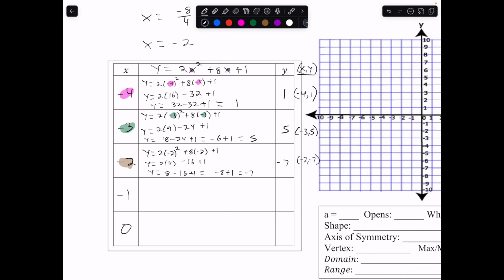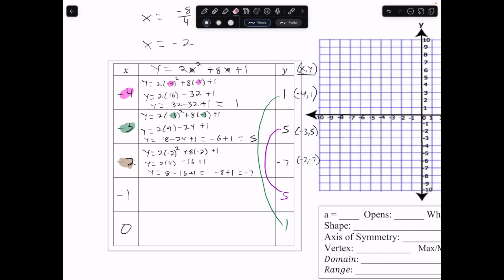Okay, and if you remember our pattern from the other day, these two should match, so this should also be 5. And these two should match, so this should be 1. But we need to double check to make sure we're doing things correctly. And I think I made a mistake.